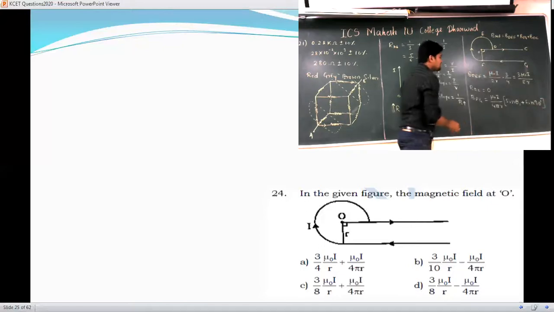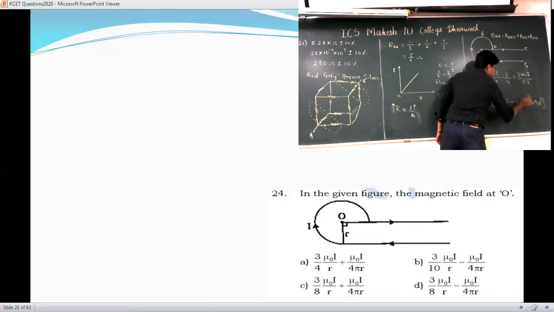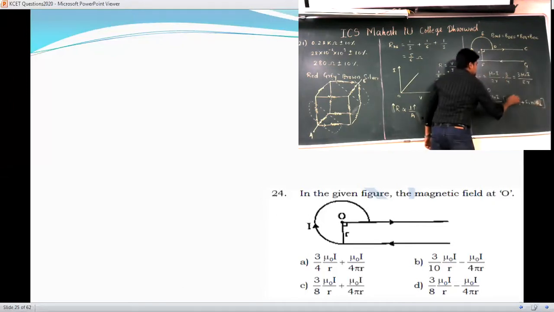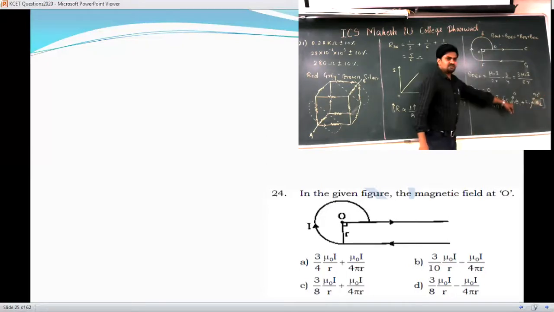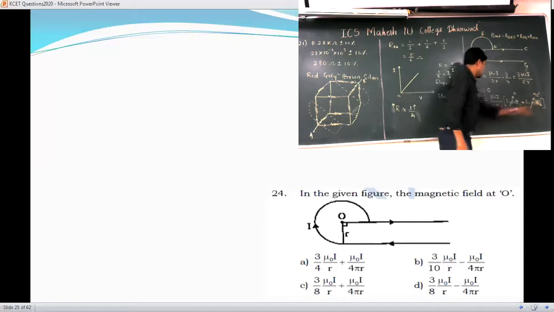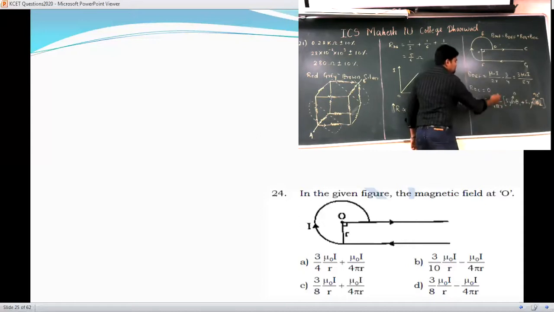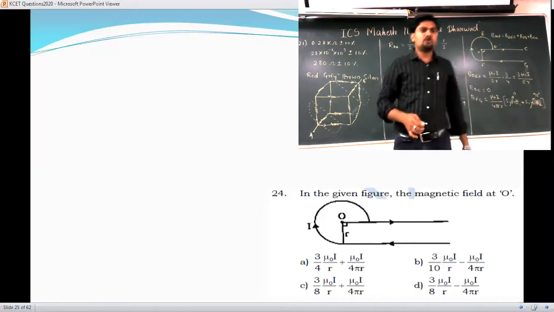So here, sine theta 1 and sine theta 2. Sine theta 1 is 0, and sine theta 2 is 90 degrees. So sine 0 is 0, sine 90 will be 1. So ultimately you are getting the same, that is mu naught I divided by 4 pi r.